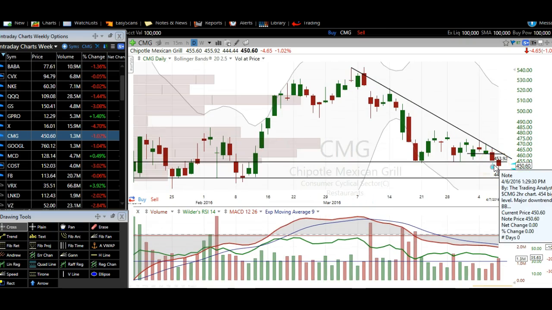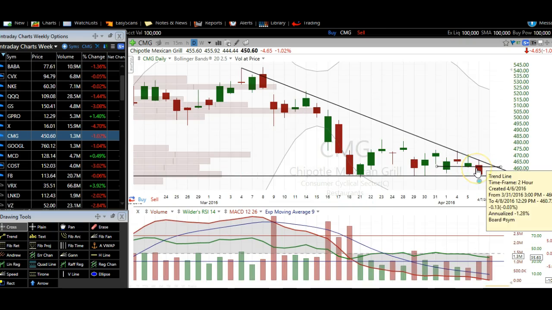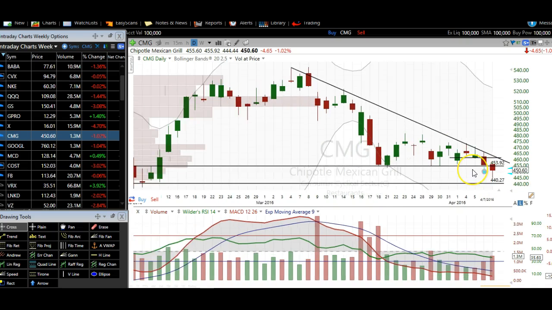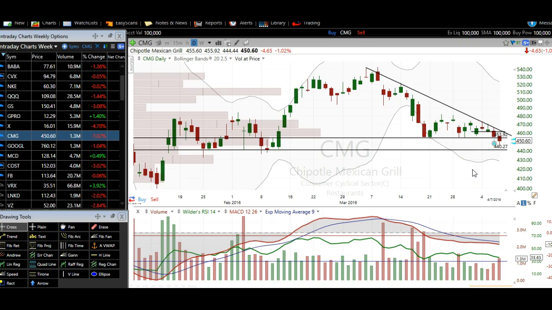And another thing that I want to point out is we've got this downtrend line right here. Okay, downtrend line has gotten rejected several times. Look at how perfect that is. Each touch just gets rejected. Okay, so look for Chipotle to continue lower.